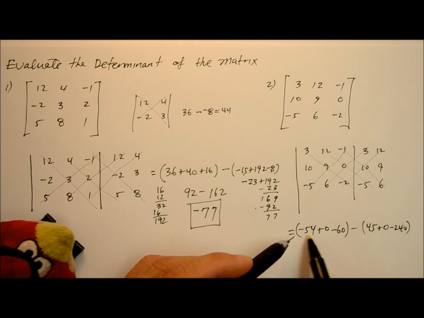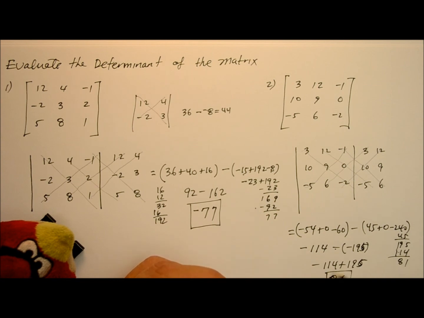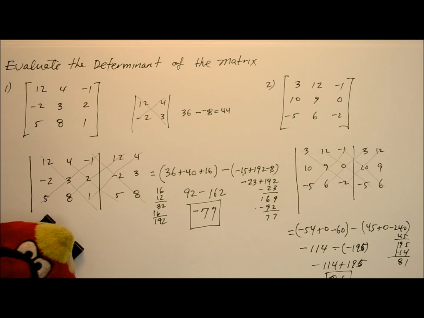Evaluate this one here. -54, -60 is going to be -114. Minus the second, 45 minus 240, which is going to be -195. But negative becomes positive. So 190, I'm sorry, 195. There we go. And so 114 take away is going to be 81. So positive 81 is the determinant for this 3 by 3 matrix. Well, it's a lot of work, but it can be done.